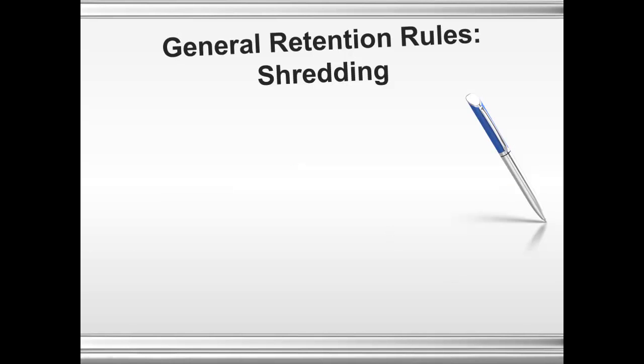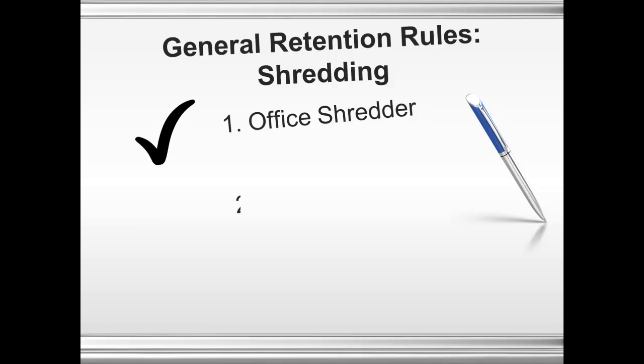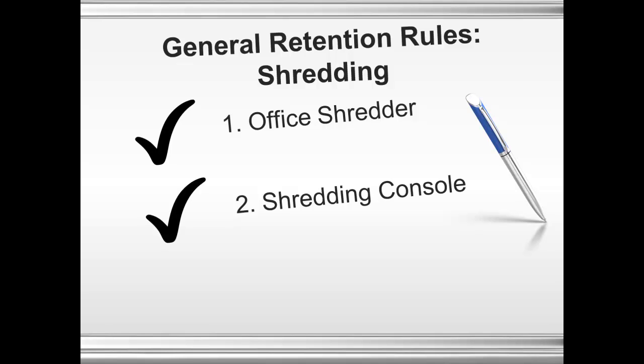When a general retention rule states that records must be confidentially shredded, there are three options for disposing of your records. 1. You can place them in an office shredder. 2. You can place the records in a shredding console if your office has one. If you do not have one, you can request one from the University Archives. 3. You can arrange for the records to be picked up by the university's shredding contractor.